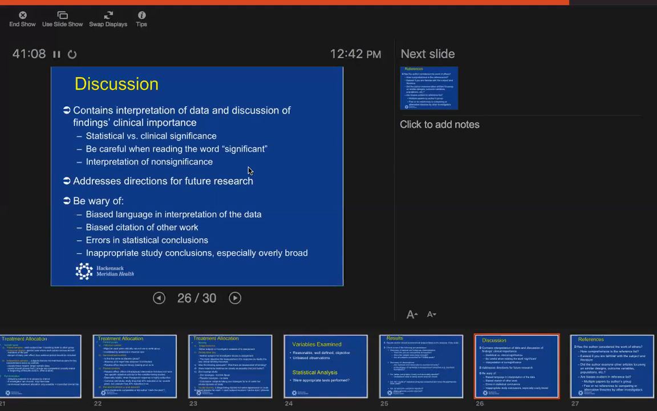So also in the discussion section, there should be a discussion about future research. Oftentimes it's the area that the investigators are doing further work in. But be wary of biased language in interpreting the results, biased citations, errors in statistical conclusions if you know enough about statistics, and inappropriate study conclusions. You don't want somebody who looks at something in one small condition and extrapolates it to all vascular diseases in any part of the body. So you want to make sure that the conclusions are not overly broad.